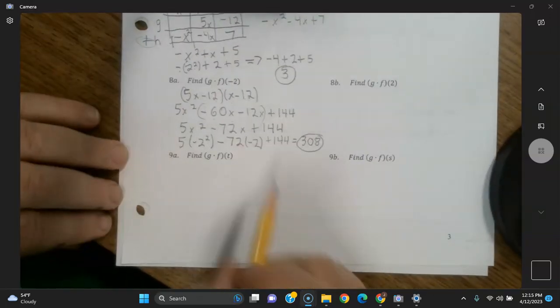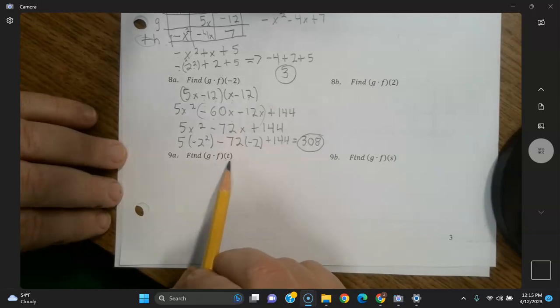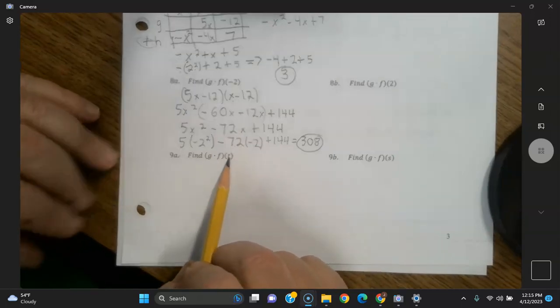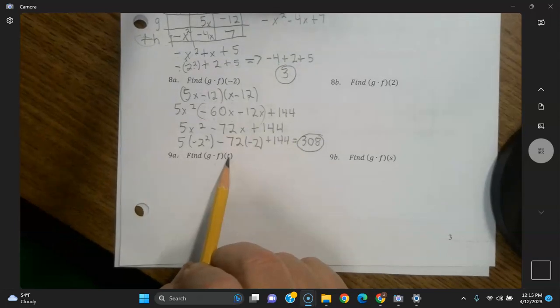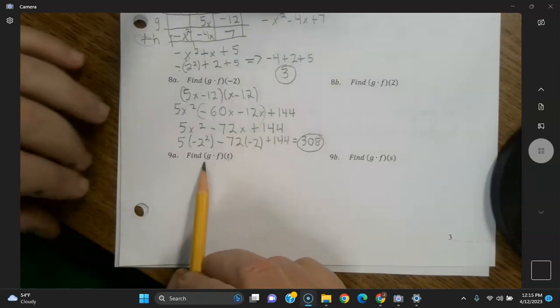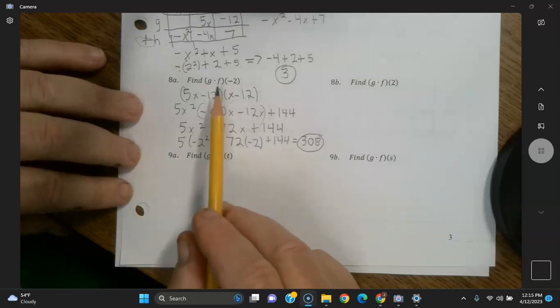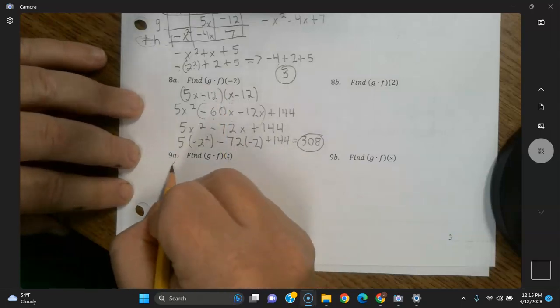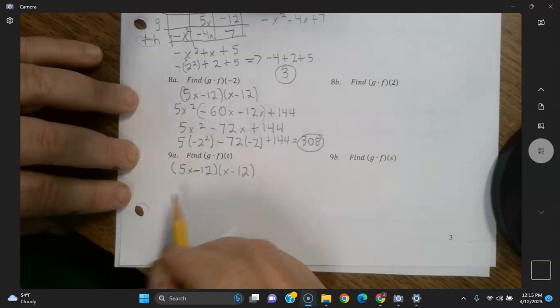Okay. This one down here looks tricky. It's not. Instead of giving you a number, they give you a variable t. In other words, it's saying it could be any number that you do the same thing with. So what are you doing? It's g times f. It's the same thing we just did up here. I'm going to do it again. And we're going to FOIL it out.